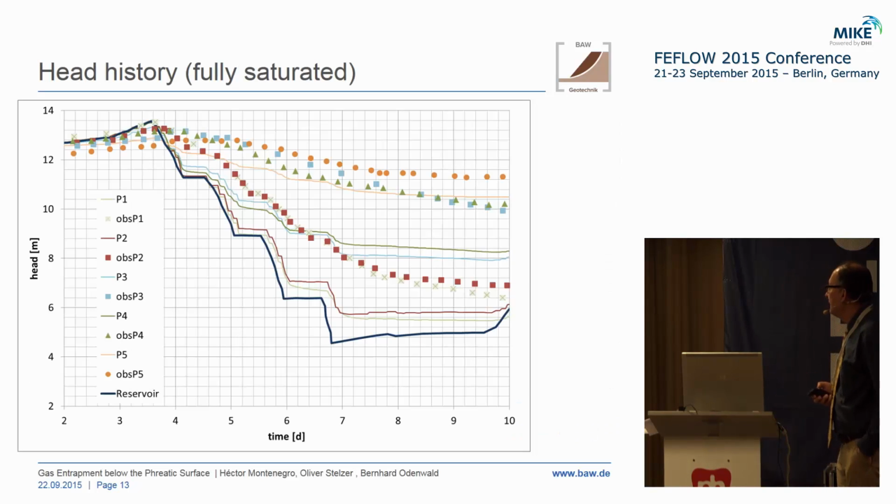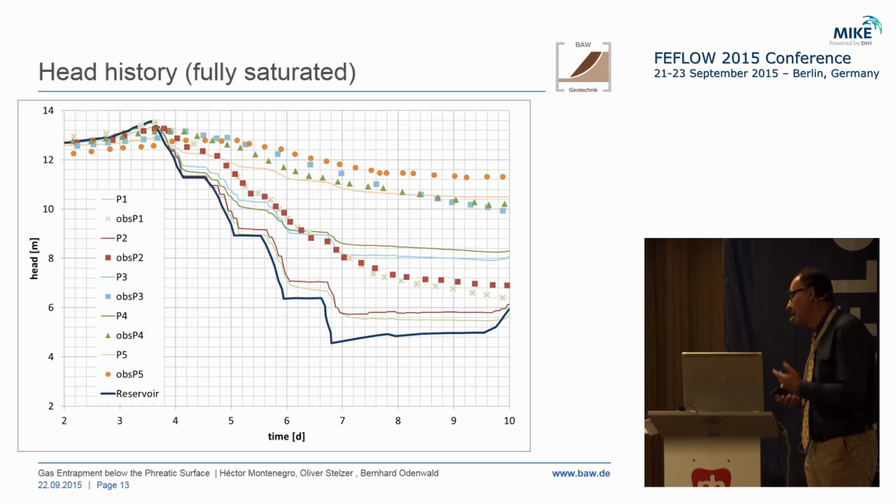So here you can see the head histories. This is what was measured. The bold line is the process of the lowering of the water level, and only when we consider the gas entrapment can we simulate and predict what they had really observed.